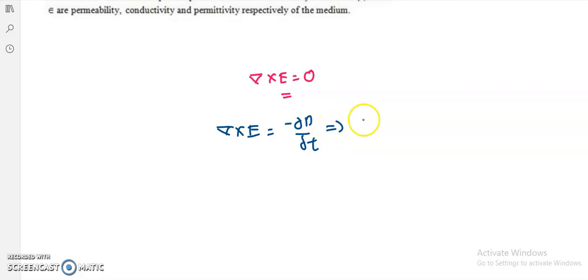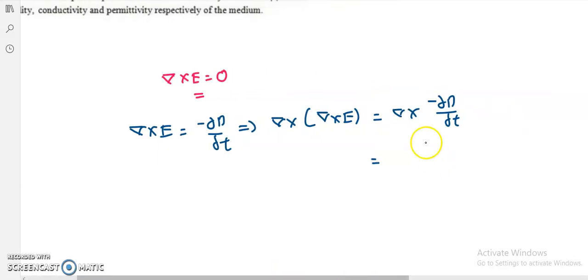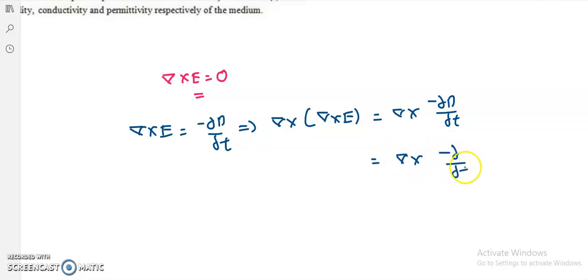And from this expression, I'm taking the del cross on both the two sides. Del cross on both sides means, here the del cross, and at the right hand side also I'm taking the del cross of minus dou B by dou T. We will see this one later, why, because that expression will be simplified. From this one, del cross minus dou by dou T.